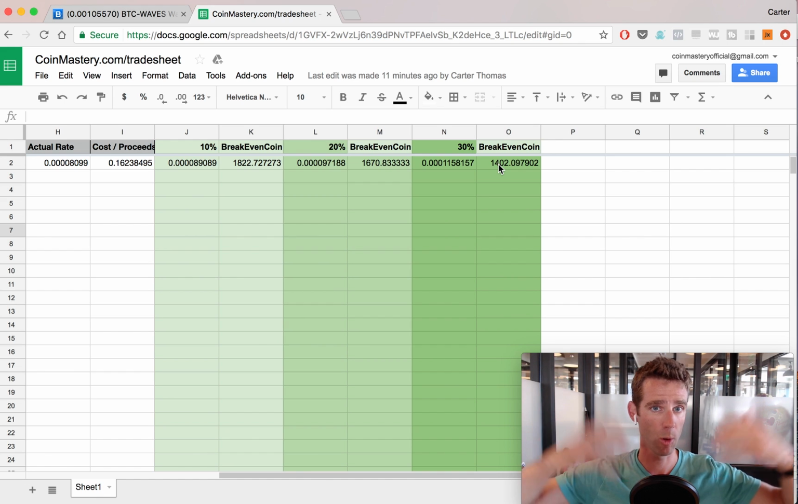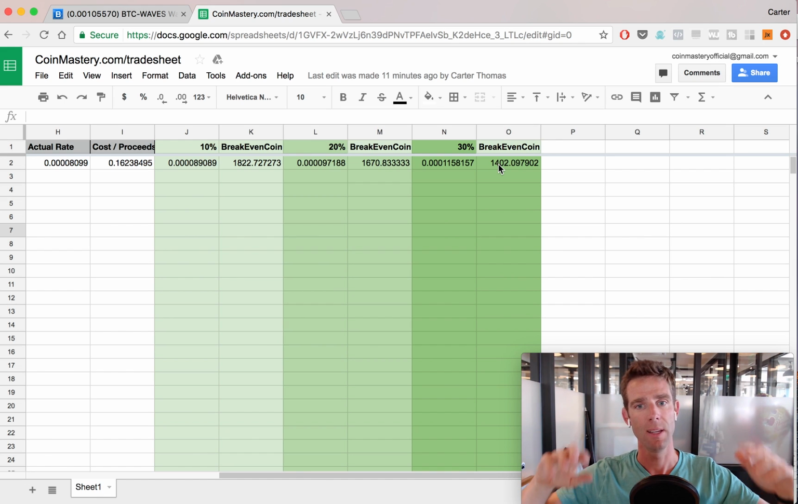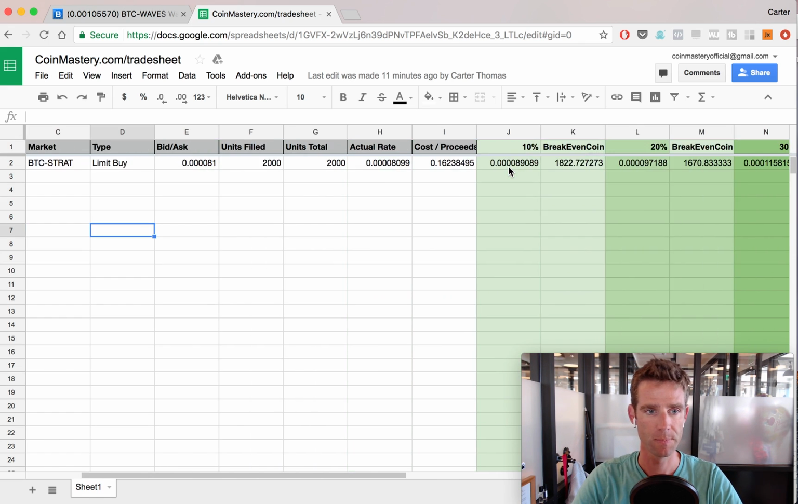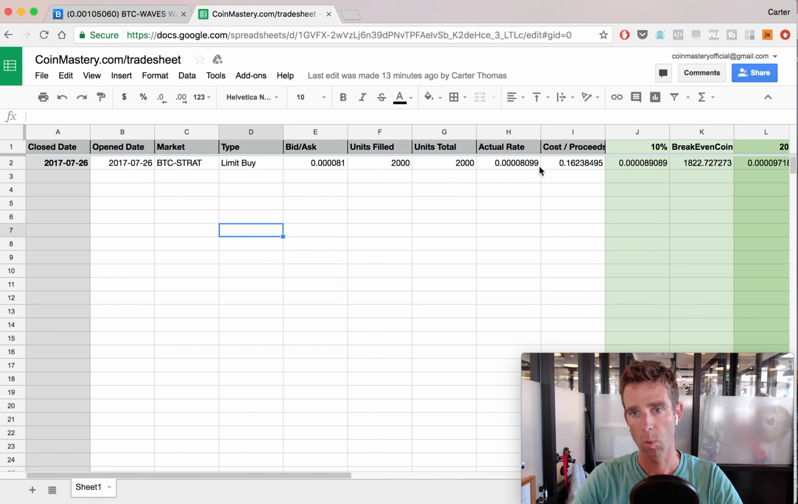If you want to take more profits, you can increase that number. If you want to let more ride, you can decrease that number. This is just giving you the baseline. Okay? So this is what an example looks like.